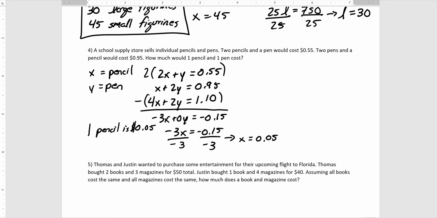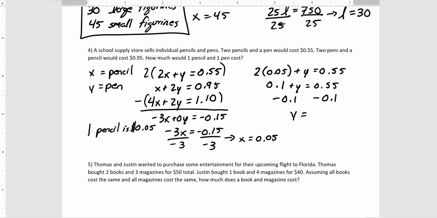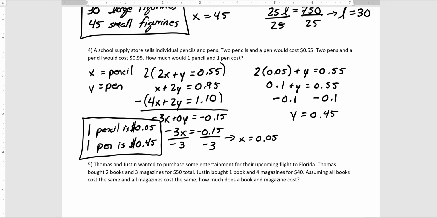Okay, now a pen. If we know that one pencil is 5 cents, let's say 2 times 0.05, I'm plugging this into that top equation, plus y equals 0.55, and now we can solve for y. So that'd be 0.1 plus y equals 0.55. Subtract the 0.1, subtract the 0.1, and I'll find that y equals 0.45. So that means one pen is 45 cents. And there we go. How much is one pencil and one pen? One pencil is 5 cents, one pen is 45 cents.